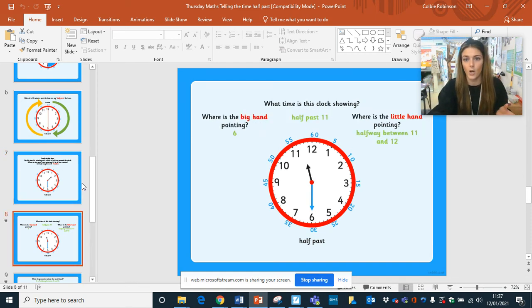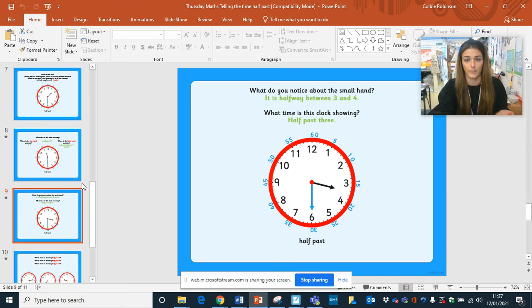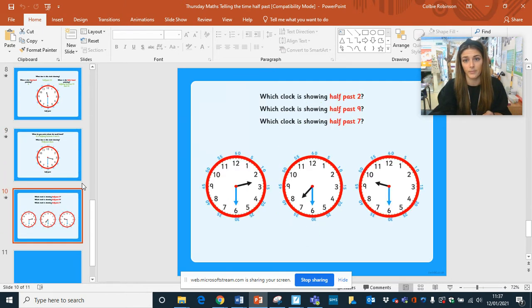So again, what time is this clock showing? What do you know about the small hand? What time is the clock showing? And which clock is showing half past 2? Which one is showing half past 9? And which clock is showing half past 7? So you might want to use that and work that out as well.